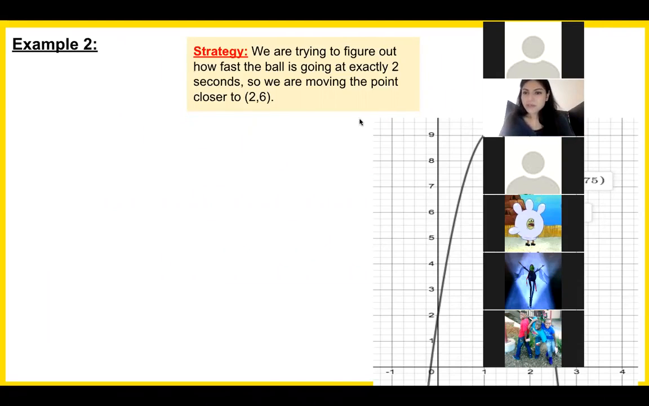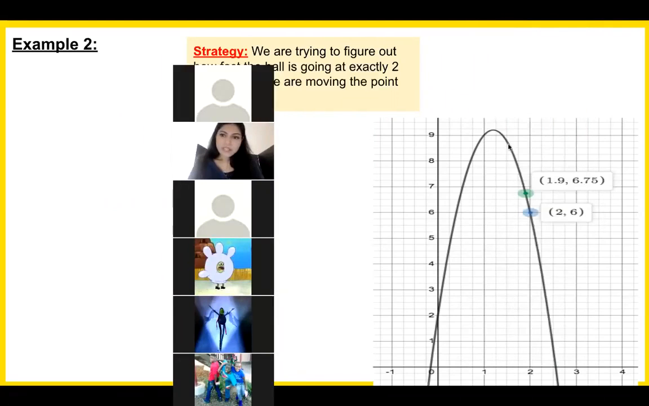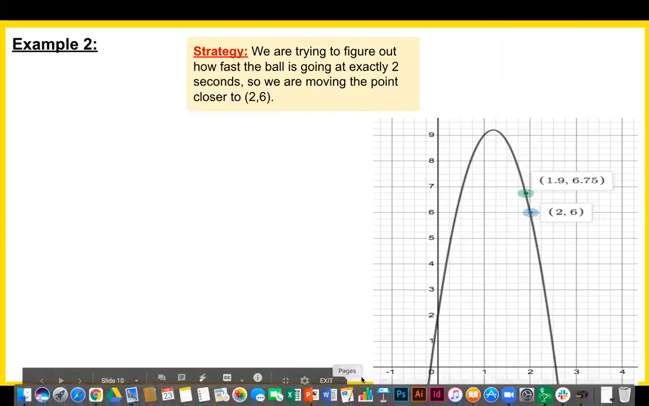Take a look at my picture. I went on Desmos and moved that green point very close to 2. Instead of x being 1 second, I made it 1.9. Notice how 1.9 is very close to 2? That's why I chose that point. So now I have two very close points, and we're going to try to find the slope of this. The slope will give me a better estimate of the instant rate of change at exactly 2 seconds. So let's do it.